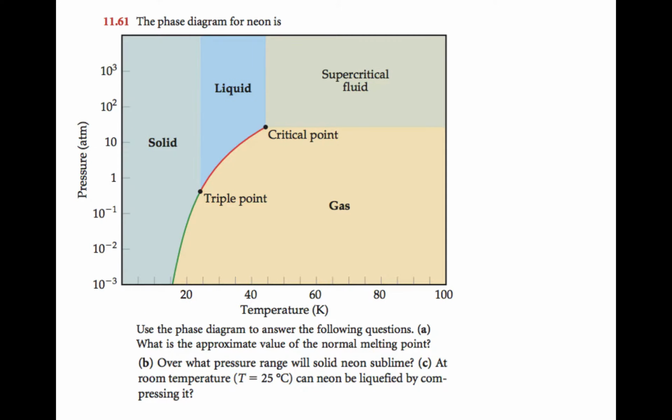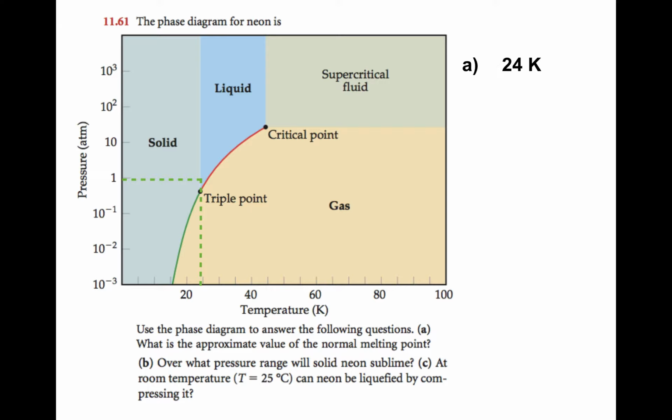The phase diagram for neon is shown. Use the phase diagrams to answer the following questions. A, what is the approximate value of the normal melting point? All right, so normal is at 1 atmosphere. So I hit the line at about 24 Kelvin. So this would be the normal melting point for neon, at 1 atmosphere pressure. That's low.